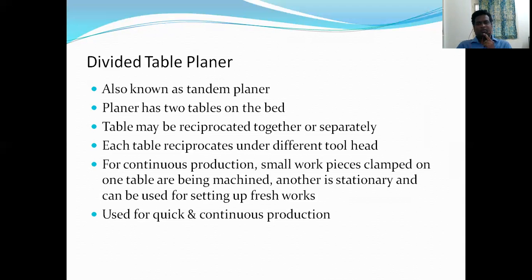It has two tables on the bed, and the tables may be reciprocated together or separately. Each table reciprocates under different tool heads. So it is used for quick and continuous production operations.